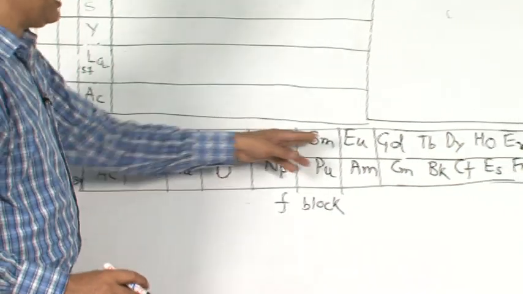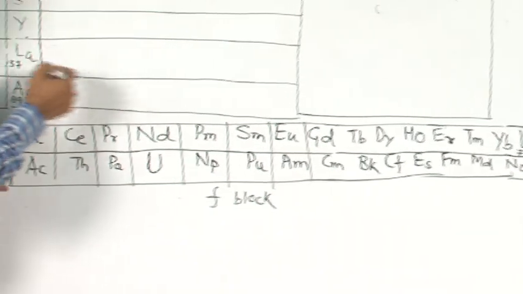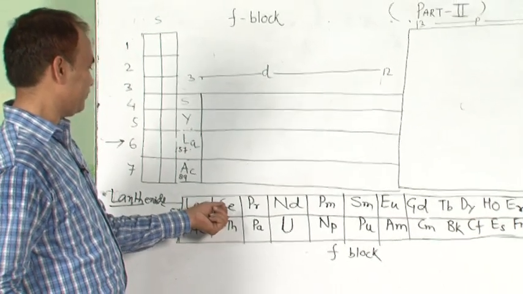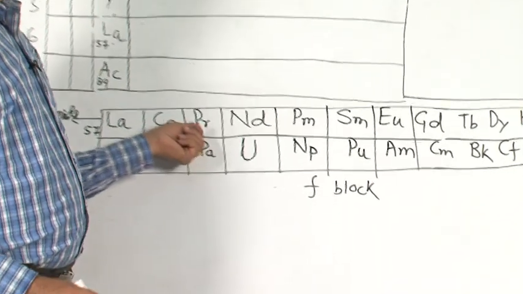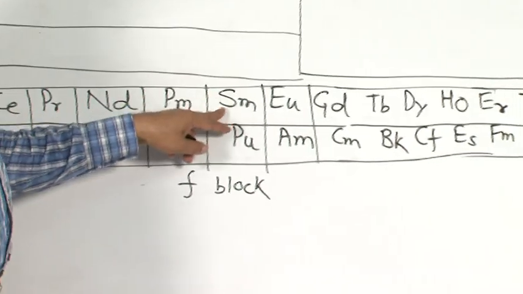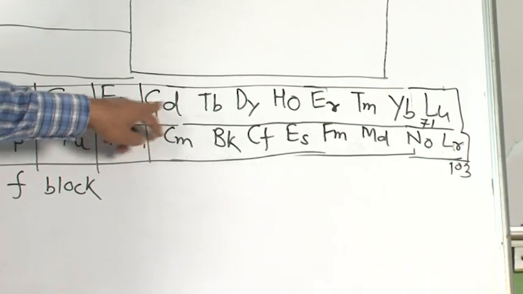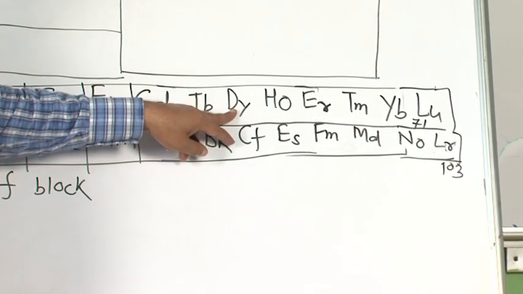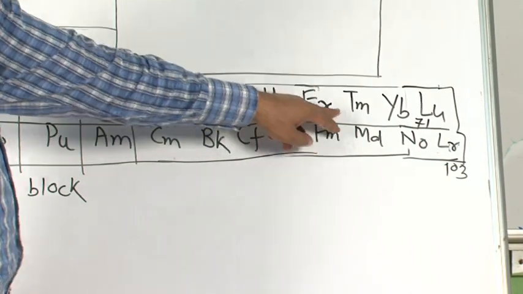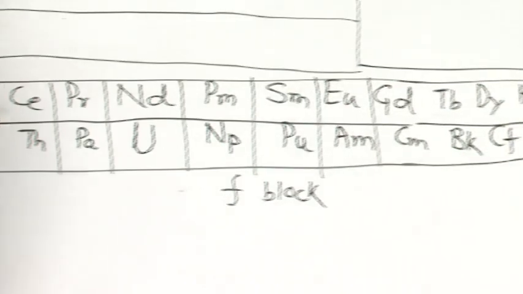These elements are known as Lanthanides. All these elements are kept here from 57 to 71. The elements are lanthanum, cerium, praseodymium, neodymium, promethium, samarium, europium, gadolinium, terbium, dysprosium, holmium, erbium, thulium, ytterbium and lutetium. These all elements are known as lanthanides.